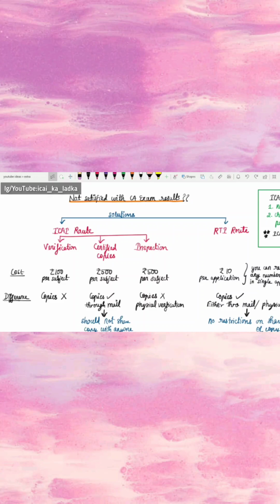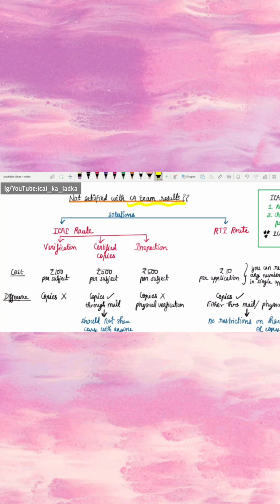So recently I had received a few messages asking me to explain how we should see our answer sheets through either the ICAI route or the RTI route. It is usually done when you are not satisfied with your CA results. What you tend to do is either see your mark sheet or want the ICAI Institute to re-evaluate your mark sheet.